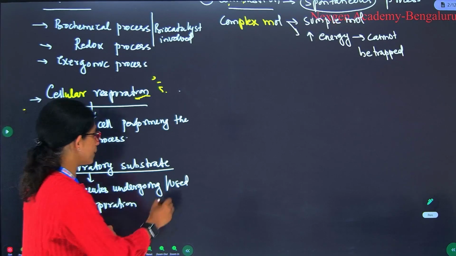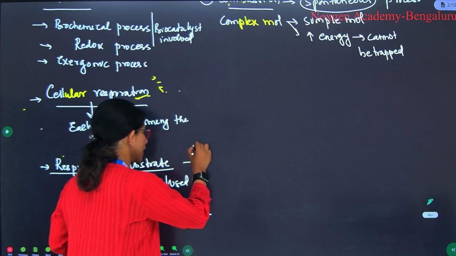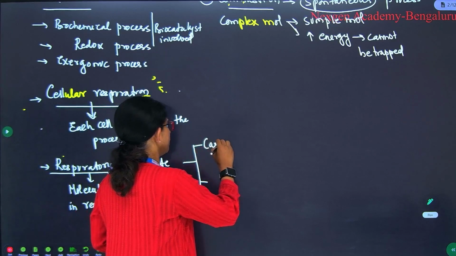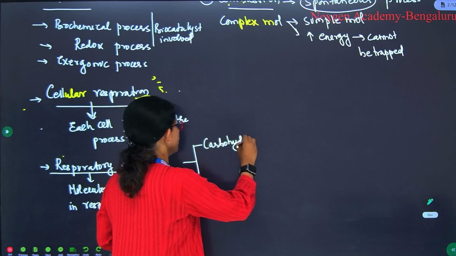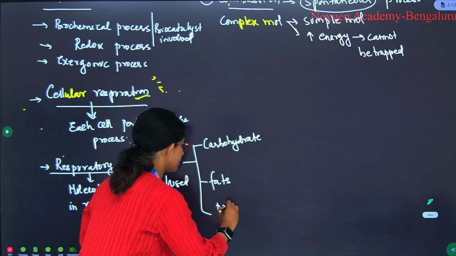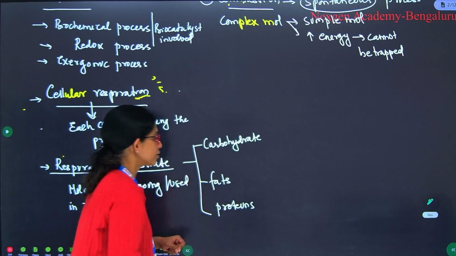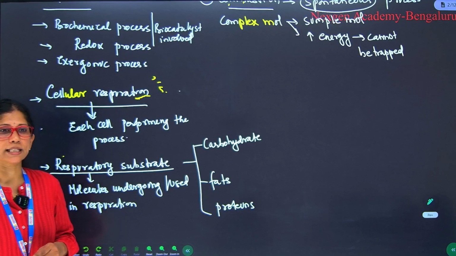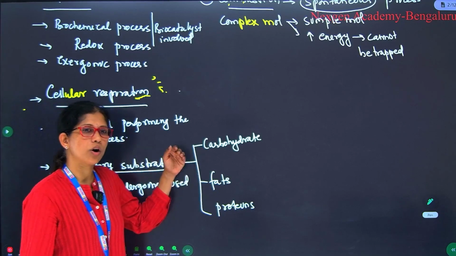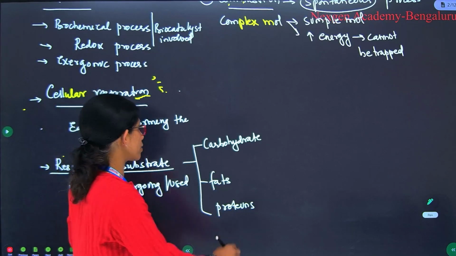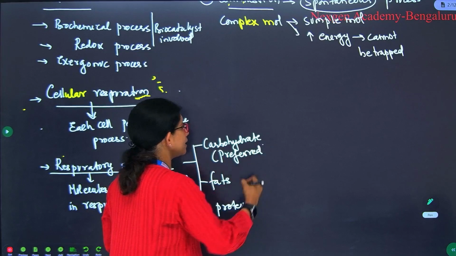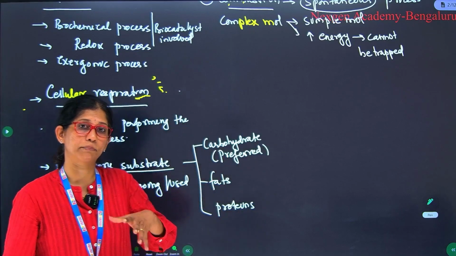When we talk about respiratory substrate, the substrate that can be used for respiration, it can be carbohydrate, right? It can be fats or it can be proteins, right? So, these are the three respiratory substrates that are generally used or can be used for respiration. Although all three substrates can be used for respiration, carbohydrate is said to be the most preferred substrate for respiration.